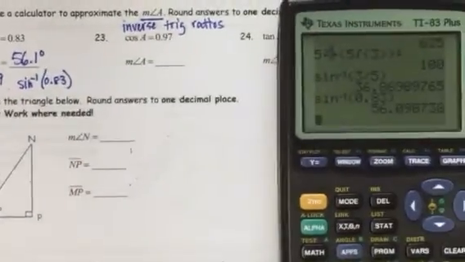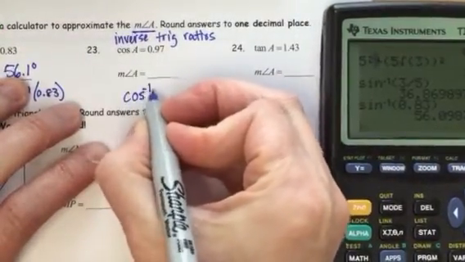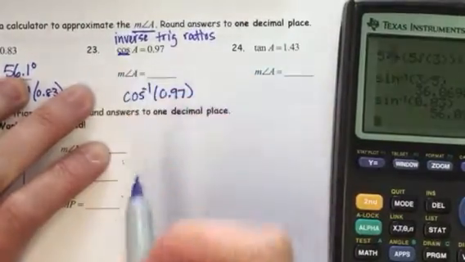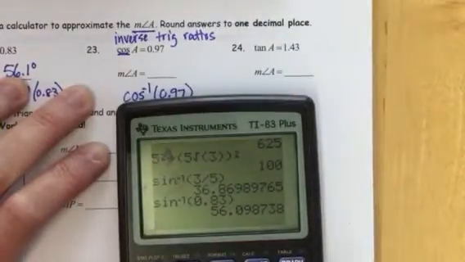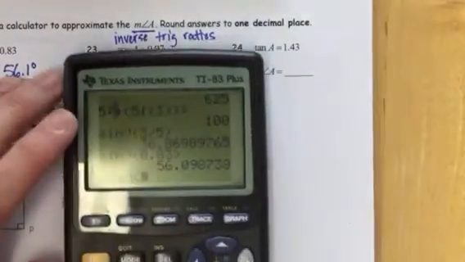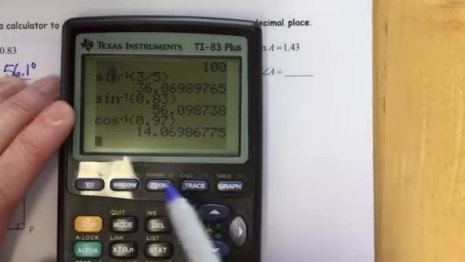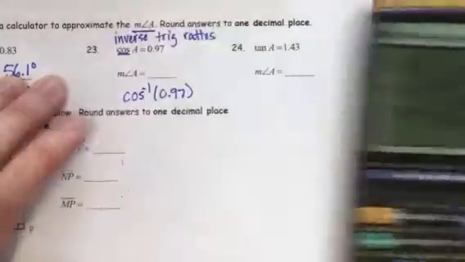So this one, same type of problem. We're going to do cosine inverse of 0.97. I'm using cosine because they gave us cosine of 0.97. So cosine inverse, second cosine, 0.97. I got 14.06. So I'm going to go 14.1 degrees.